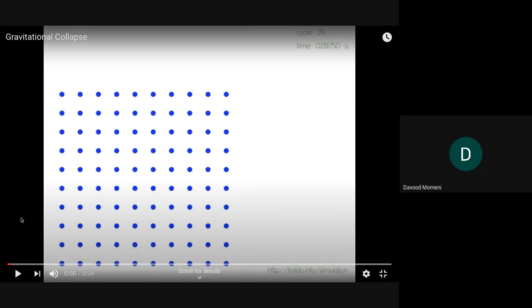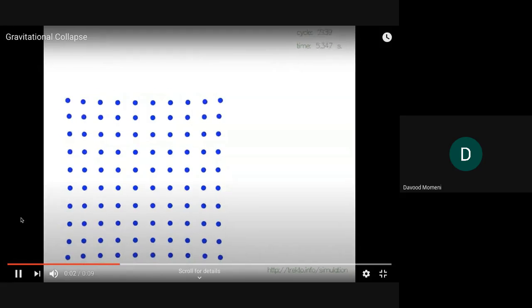Then when the collapse started, I want to show you what is going to happen. This collapse, they say, is maybe an Arabic word, I don't know. But this collapse means that they are trying to get closer and closer to each other because of gravity, because gravity is attractive. Let's see this simulation.